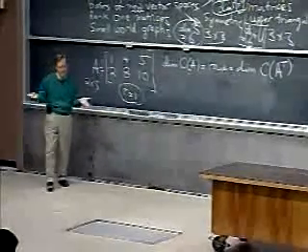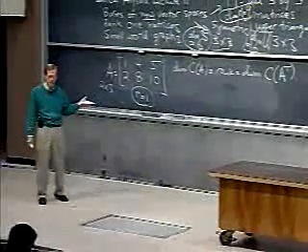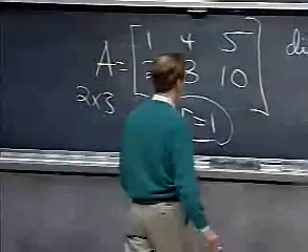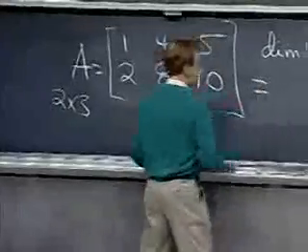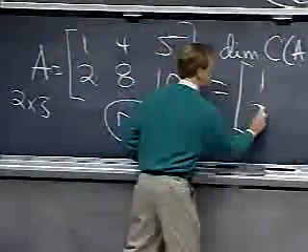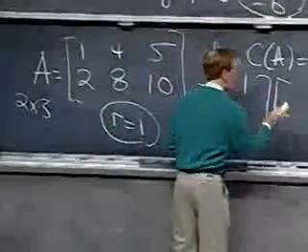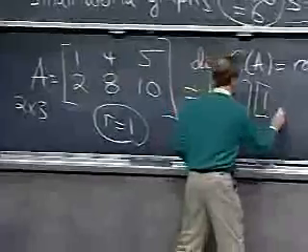Now, there ought to be a nice way to see that, and here it is. I can write that matrix as its pivot column, 1, 2, times 1, 4, 5.